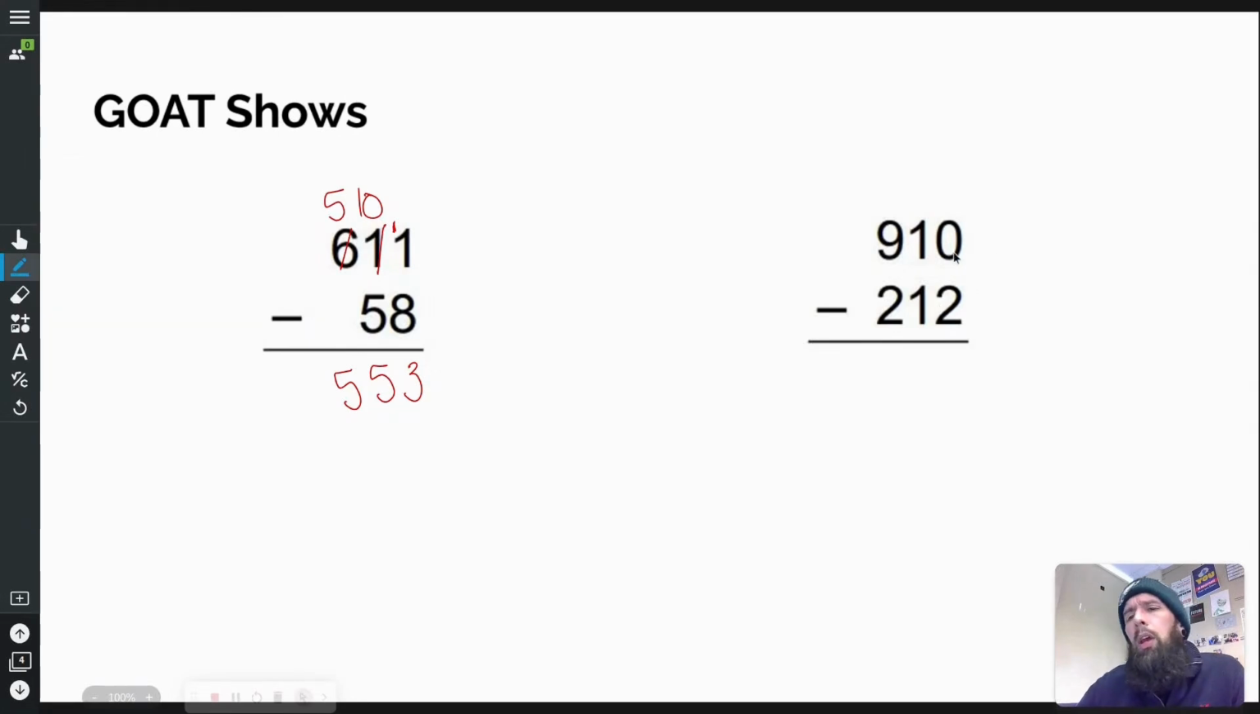Changing my colors. 0 minus 2, can't do it. Borrow 1 from 1, make you a 0, and make you a 10. 10 minus 2 is 8. Move to the next one.